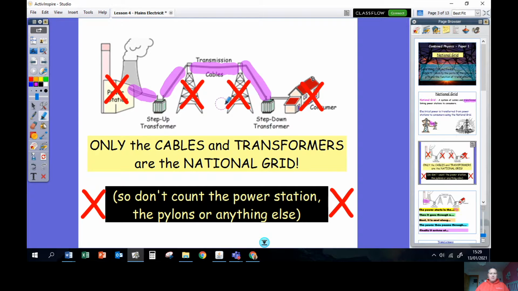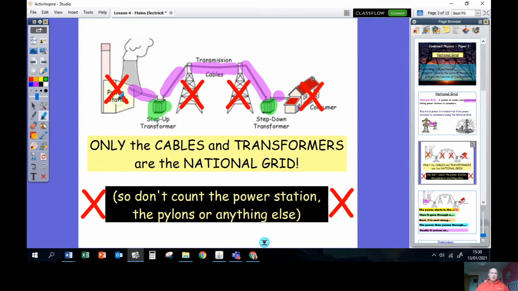So the big cables there, and also the transformers. The transformers count as part of the national grid because those are the parts which are actually there to carry the power from the power station into your house. So when you're being asked about what the national grid is made from, we only count the cables and the transformers. So those are the national grid.